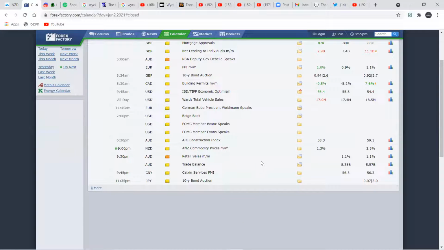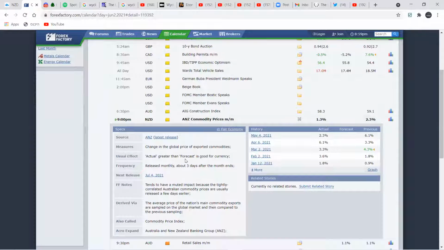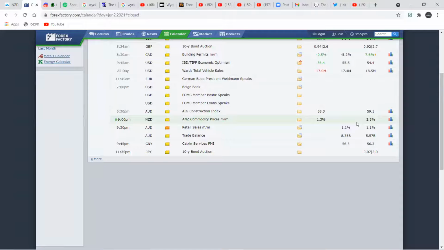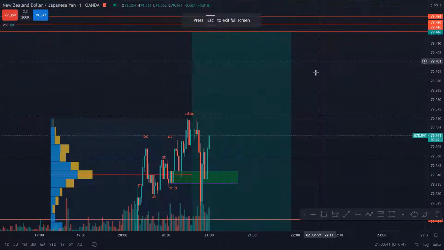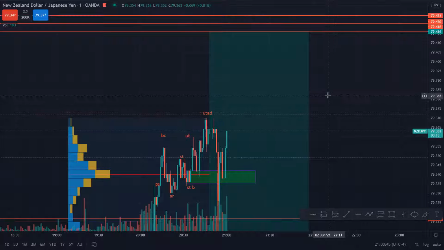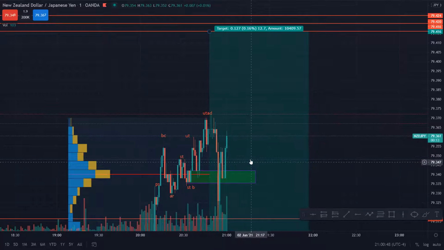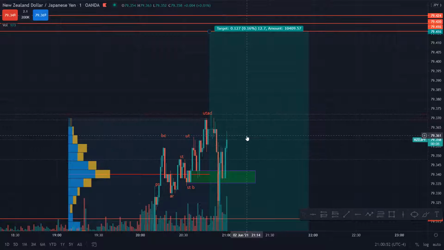Let me see actually. I don't know this news event. Actual is good for the currency. Yeah, if it's greater, then it should be better for the market. So we should be seeing less, right? No? Oh, maybe because it's against the yen. So the yen, no, but no, it doesn't matter. We should be seeing lower prices now at this point. I don't know. Actually, I have no idea why it's doing this.